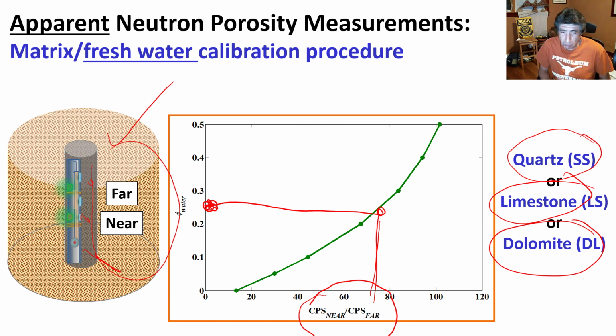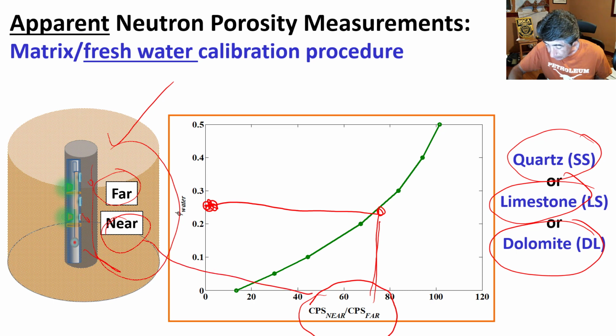So essentially, when you're running the tool in the borehole, it measures the count rates of neutrons reaching the far and near detectors separately. Then they do corrections for depth matching and so forth. They take the ratios, and the ratios are converted to apparent porosities. The apparent porosities are calibrated assuming that the fluid is fresh water. This is a very important assumption.